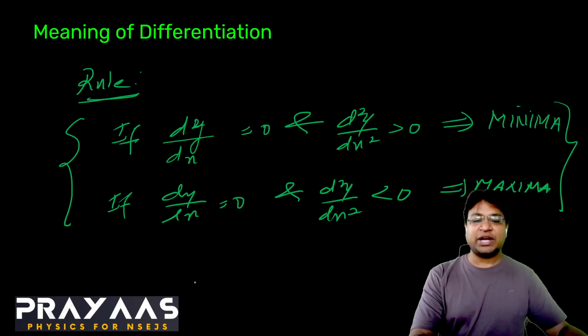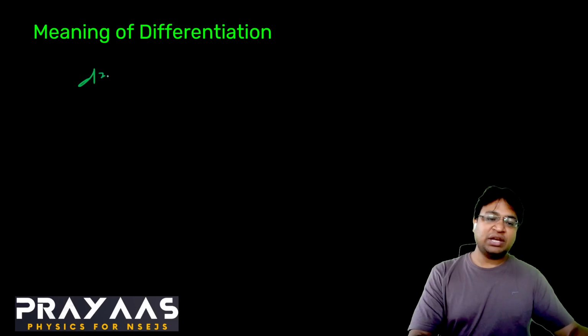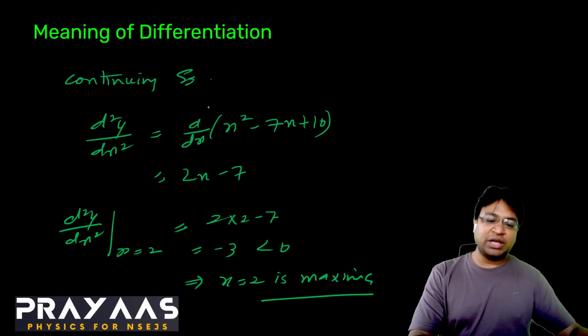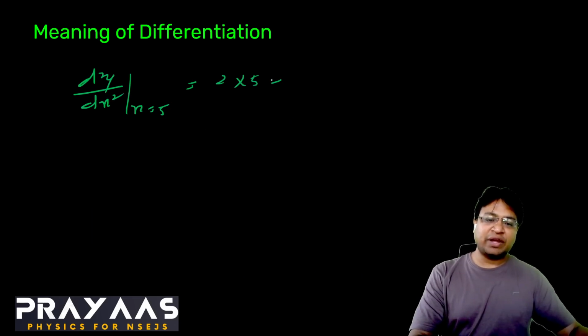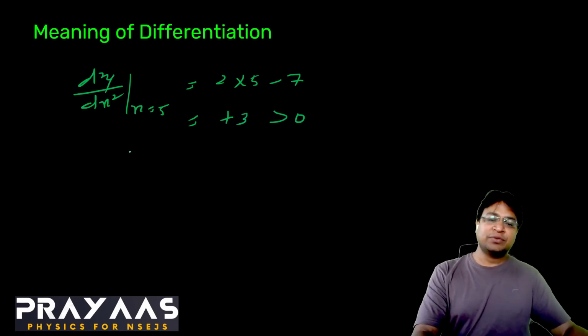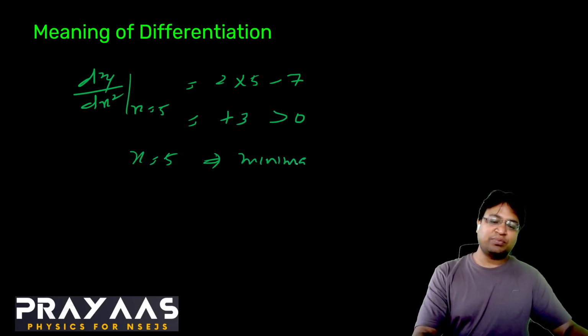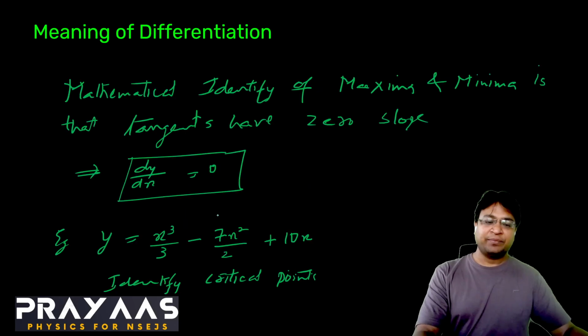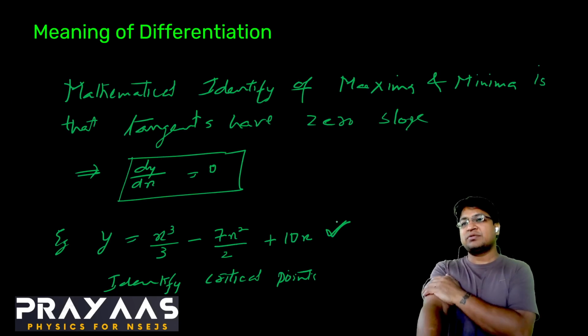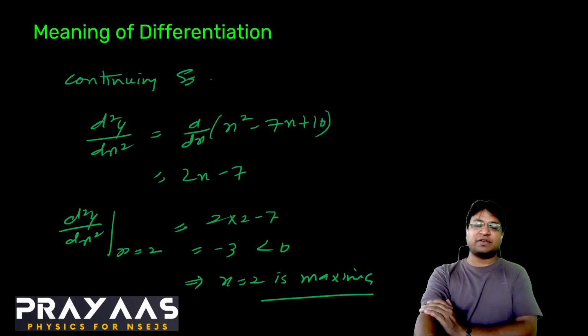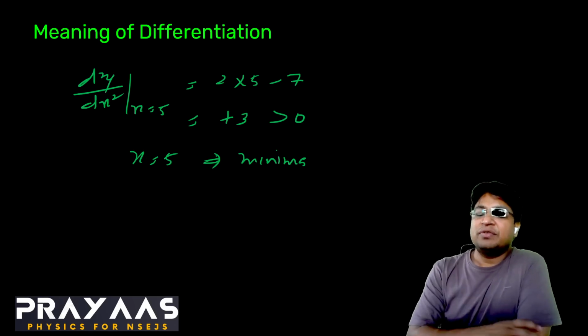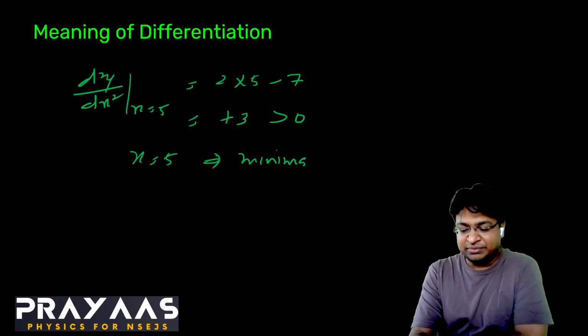Let's try the second derivative at the other critical point, which was x equals to 5. That would become 2 into 5 minus 7, which is plus 3, since it's more than this. So x equals to 5 is minima. When you plot this function, you will find that x equals to 2 is a maxima and x equals to 5 is a minima. So this is how we figure out the maxima and minima.